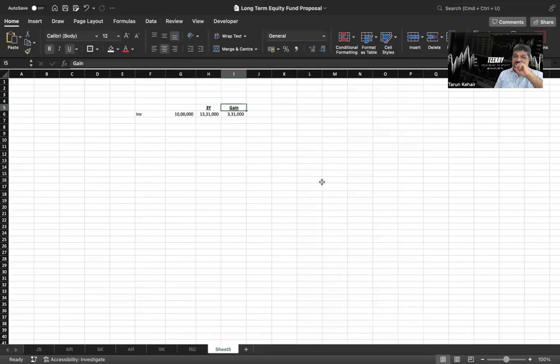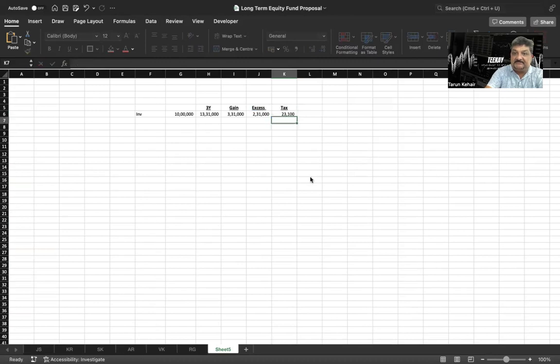If you go by the new regime, you would have known that capital gains up to 1 lakh rupees isn't taxable. Beyond 1 lakh, the excess is taxable at 10%. So the excess over 1 lakh is 331 minus 1 lakh, which is 231. And this would be taxed at 10%. So the tax would be 231 into 10%, which is 23,100.